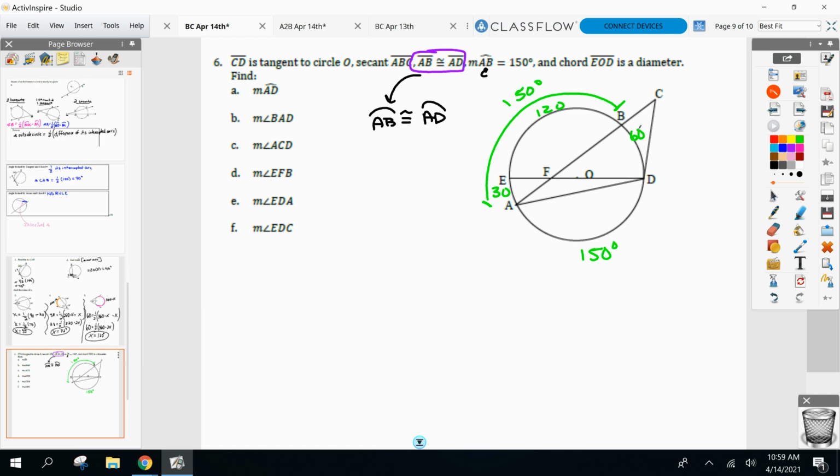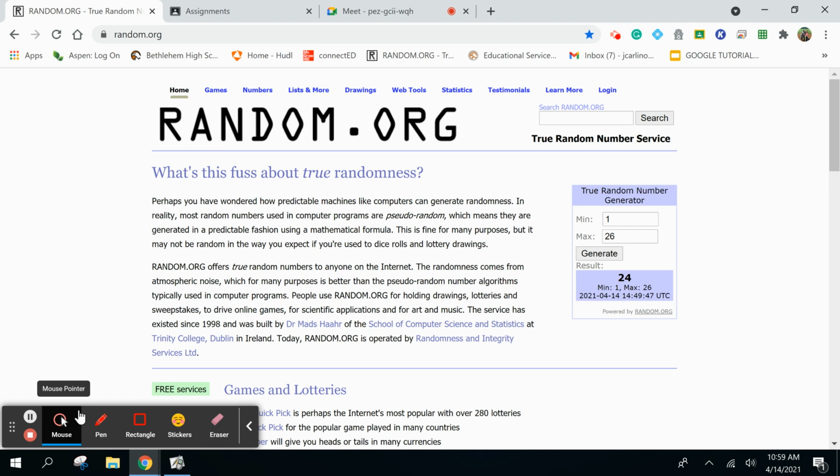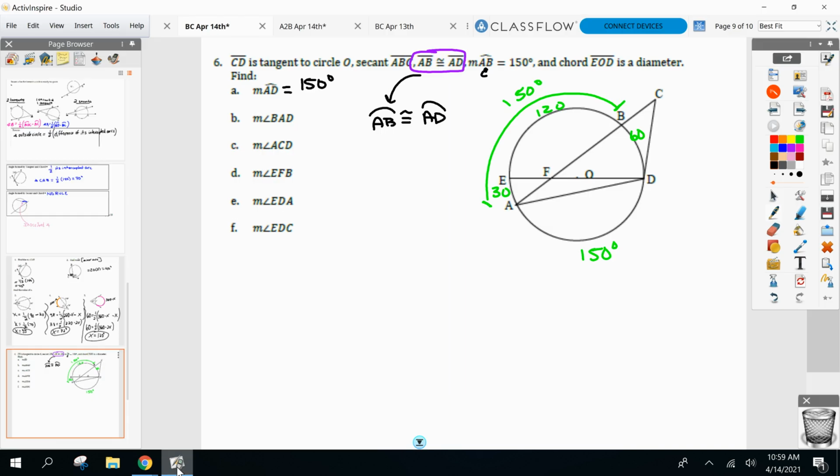Okay, hopefully now this is going to be a little bit easier. Everyone get ready because now the numbers are going to fly out. AD, I'm not going to ask anybody. That's 150. Ready? BAD. I am going to go through the same set of questions with everybody, every time. Anthony, angle BAD, inside or outside?